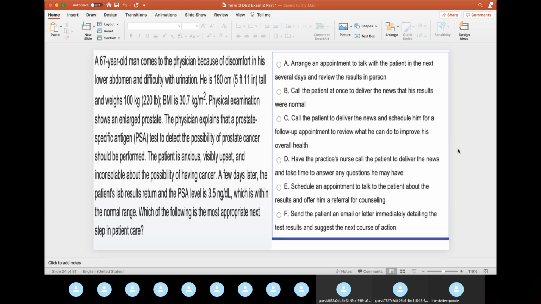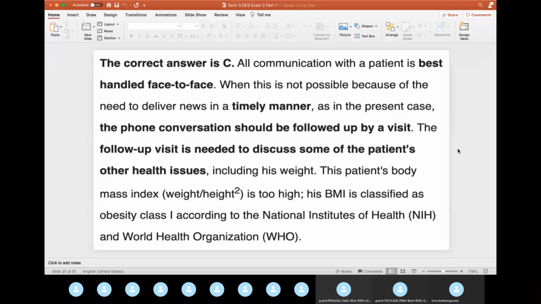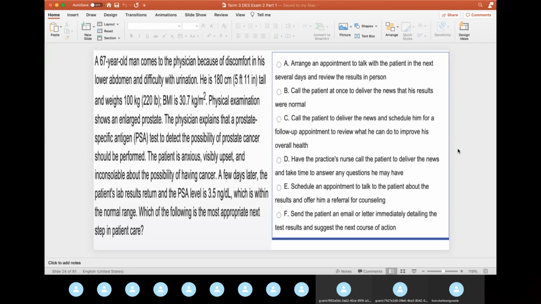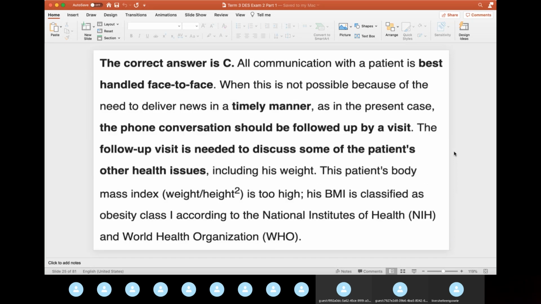So you're torn between B, C, and D. Okay, let's see the correct answer. C. All communication with the patient is best handled face-to-face. When this is not possible because of the need to deliver news in a timely manner, as in the present case, the phone conversation should be followed up by a visit. The follow-up visit is needed to discuss some of the patient's other health issues. So C, call the patient to deliver the news and schedule him for a follow-up appointment to review what he can do to improve his overall health. Next.